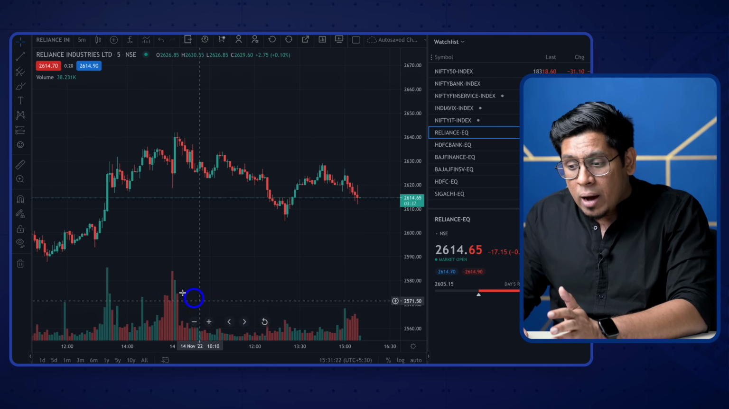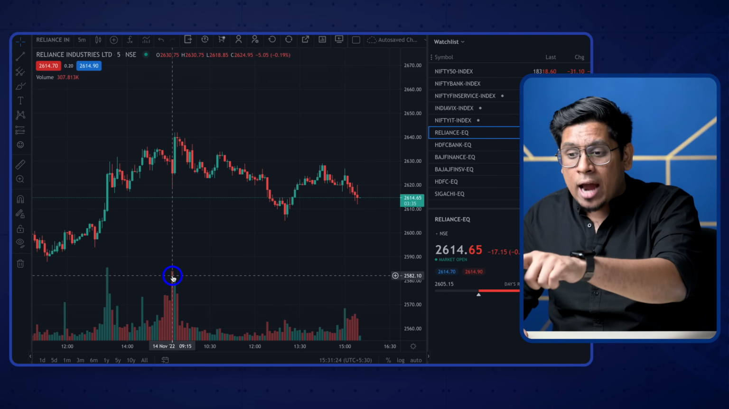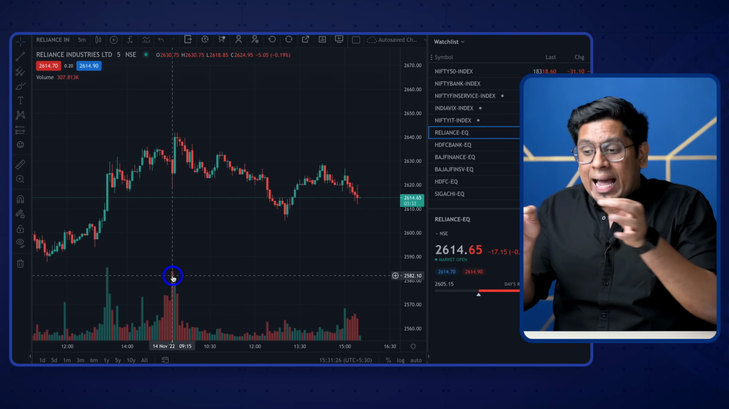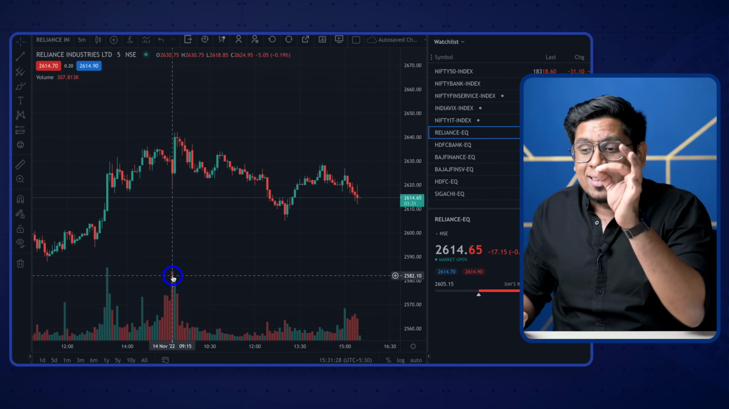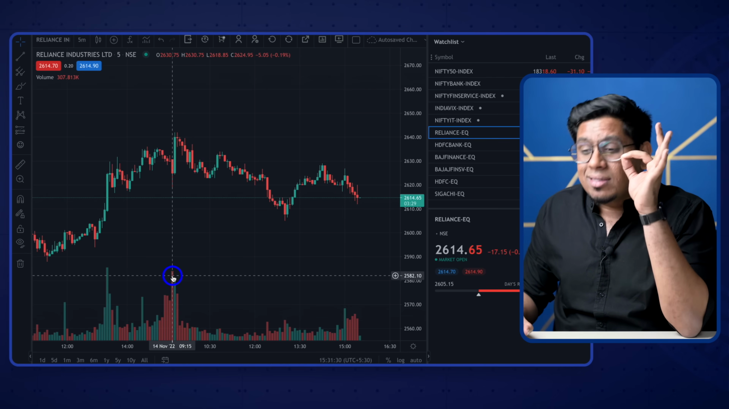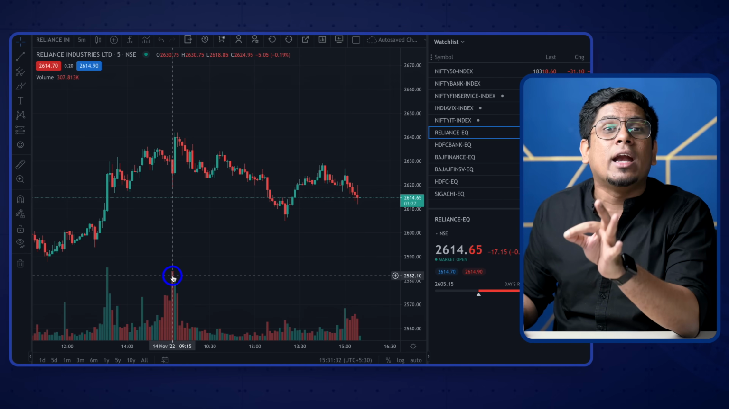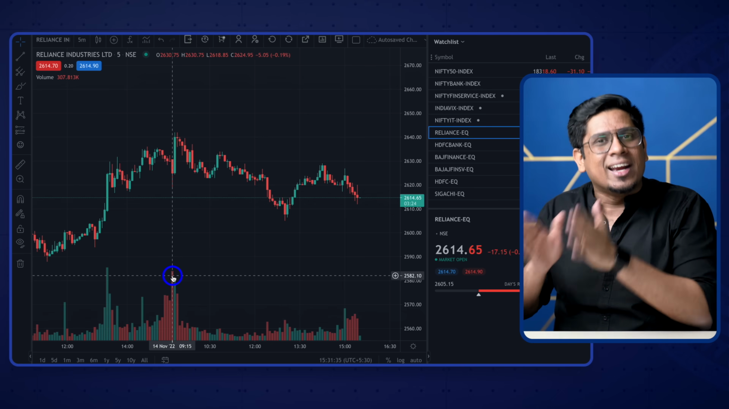Now, these are volume bars, and you keep your cursor here, and on the top left, you can see in that time, 5-minute time interval, 307,000, which is nearly 3 lakh volume of Reliance was traded. Volume as a technical indicator is plotted here.